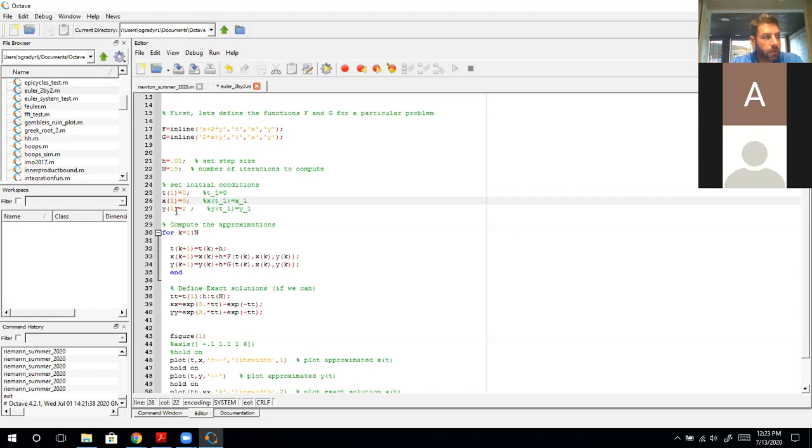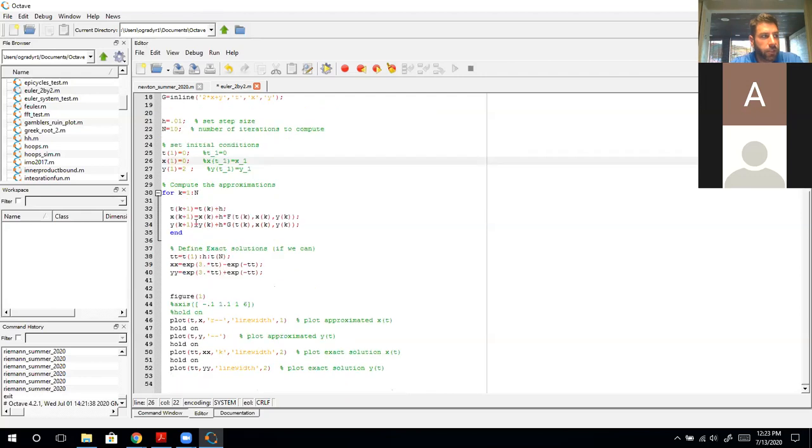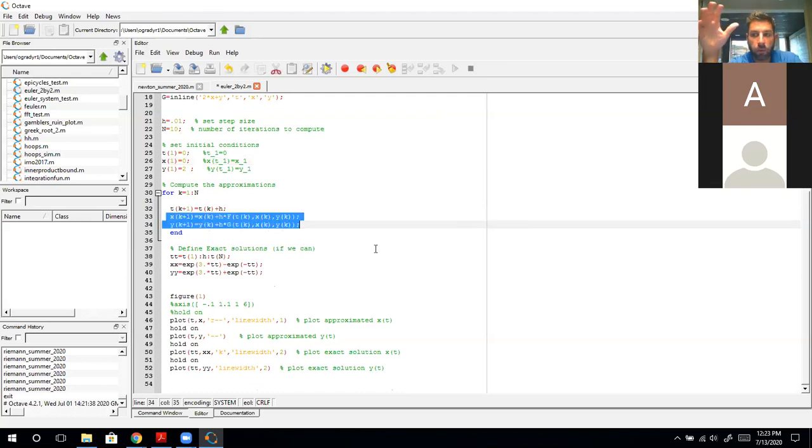Okay, once I tell you the initial conditions, then I just compute all the approximations using Euler's formula. So if you look at what I have written here, this is just a generic form of Euler's scheme.